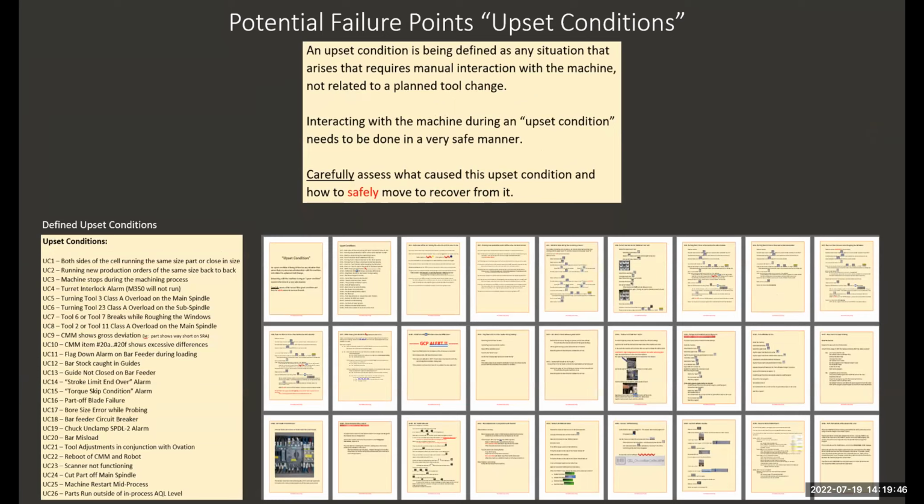Interacting with the machine during an upset condition needs to be done in a very safe manner. This cell will be running 24 hours a day, 7 days a week, and any failure points need to be safely recovered from without the need for upper level technicians on hand. I've documented 26 events so far.